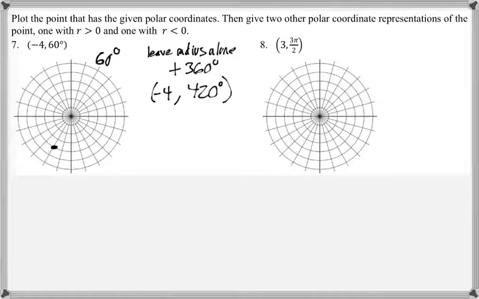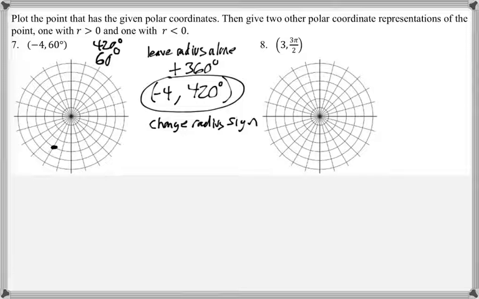So 420 degrees would be at the same spot as the 60 degrees, and it would just be the same point. So this is one of our answers. The other answer would be to change the radius's sign and add 180 degrees. So positive 4 and 240 degrees.